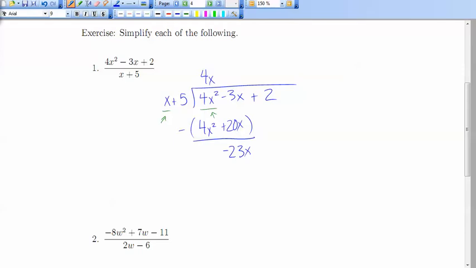And then I just play this game over again. I'll drop down this plus 2, and I'll ask myself, what do I have to multiply x by to get negative 23x? And the answer, of course, is negative 23. But then, of course, I have to do that to both of the terms from my denominator. So I'll get negative 23x, but then I'll also get negative 115. I'll put that in brackets and subtract those two, and I'm going to end up with 117.